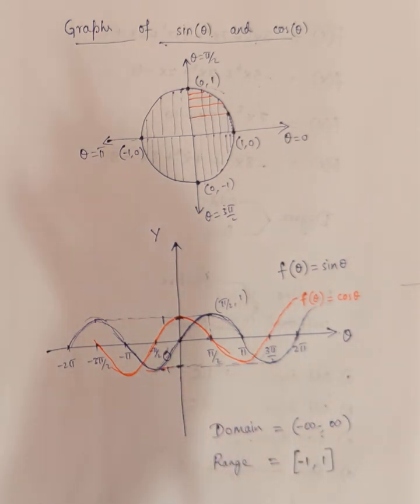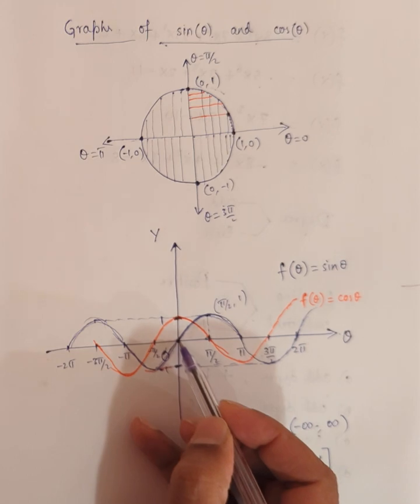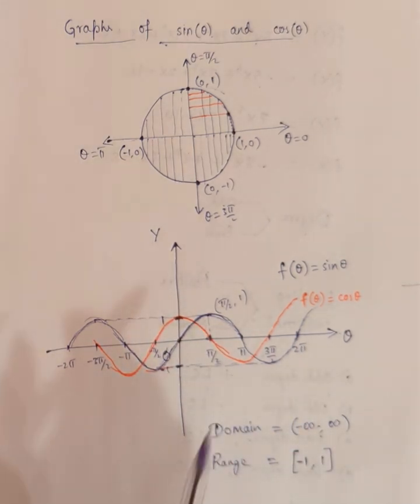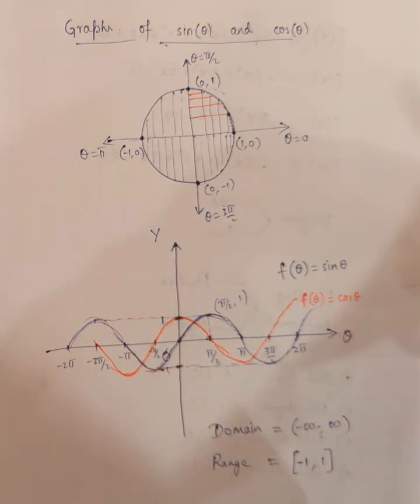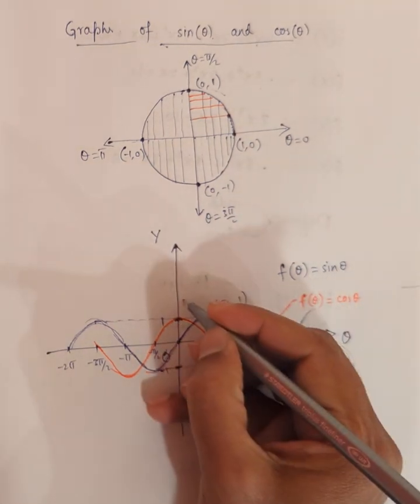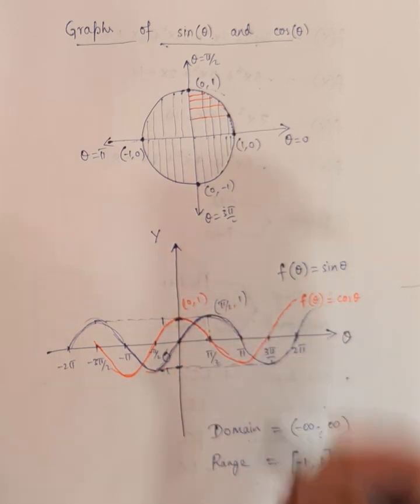The thing to remember about the sine function is it starts at the origin, and the cosine function starts at this point, which is 0 comma 1. It has a y-intercept of 1.